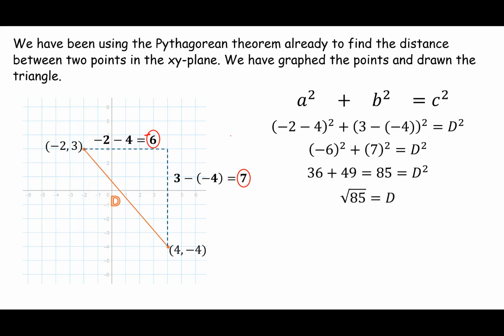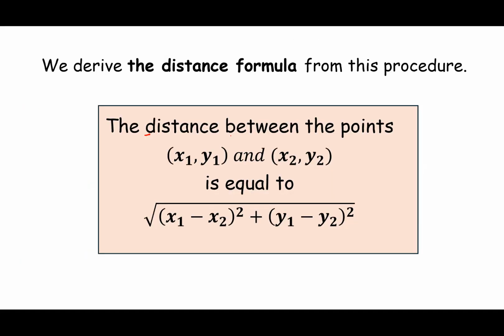That's d squared. So if we take the square root of 85, that is going to be the distance between those 2 points. That is an irrational number. That is the only way that you can express it. Do not punch it into your calculator and get a decimal approximation. That is the exact distance between those 2 points. So the distance formula is just a simple way to express what we just did without drawing the picture.